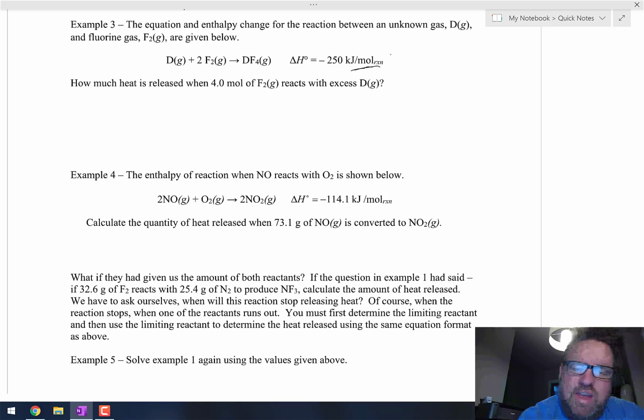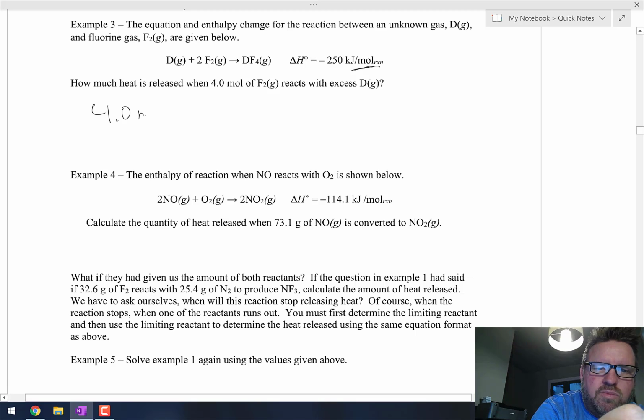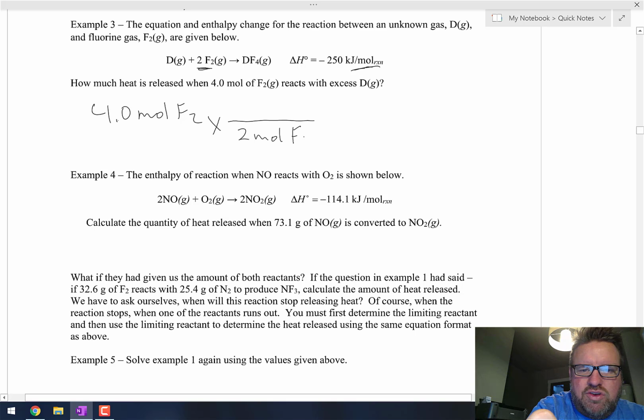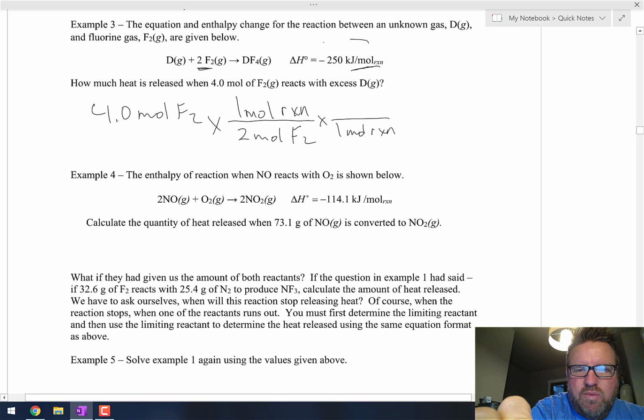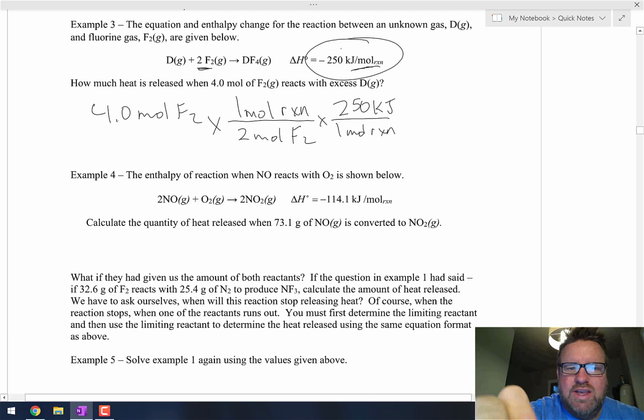So again, normally if they gave us grams, the first thing we would do is convert those grams to moles. So we're going to start with moles because that's what they give us. So 4.0 moles of F2. And then from the balanced equation, we can see that 2 moles of F2 react for every 1 mole of that reaction happening. So 2 moles of F2 for every 1 mole of reaction. And in 1 mole of that reaction, there's 250 kilojoules. And it's negative, so that is, again, how much heat is released means they want your answer to be positive.